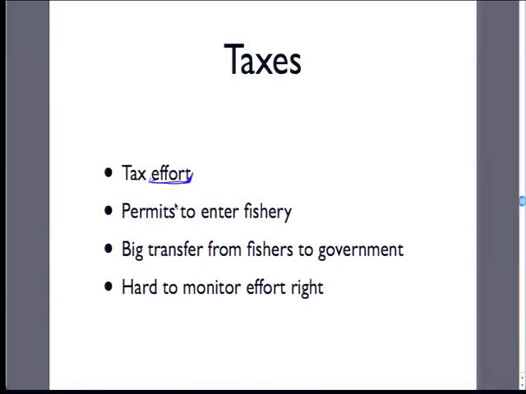Sometimes these can just be used as a limit, like they don't give out more fishing licenses or more trap licenses, so they're just a way to limit the total amount of effort. But to the extent that they're taxes, it does bring this thing where there's a big transfer going on from the fishermen to the government.